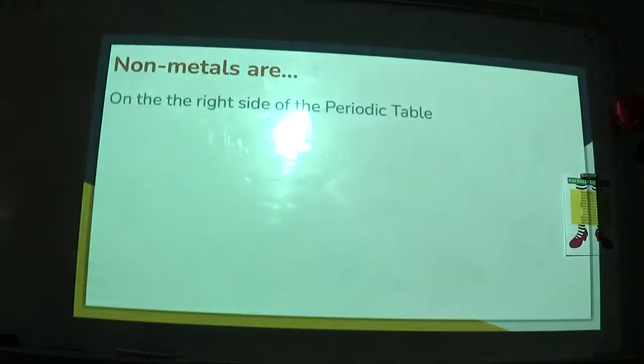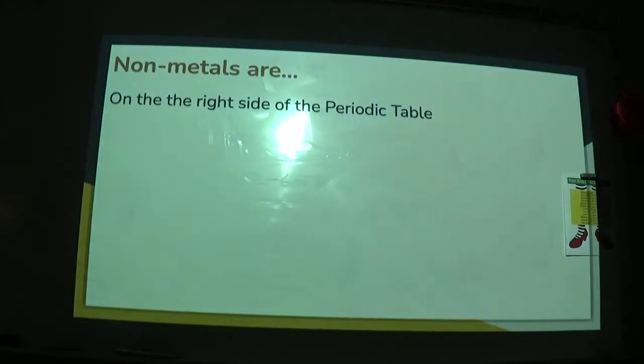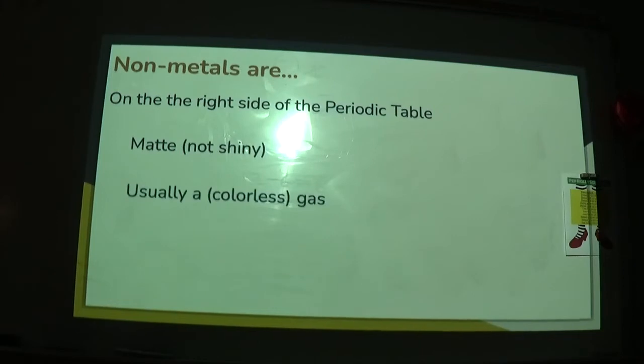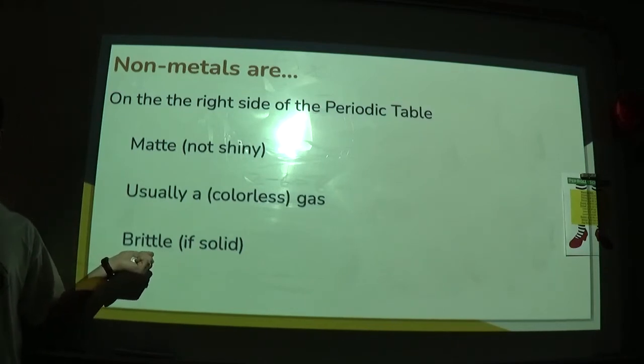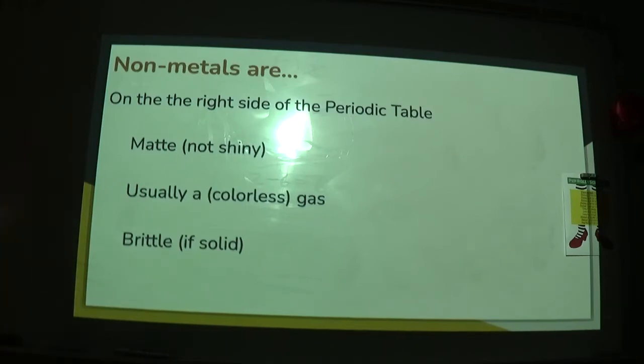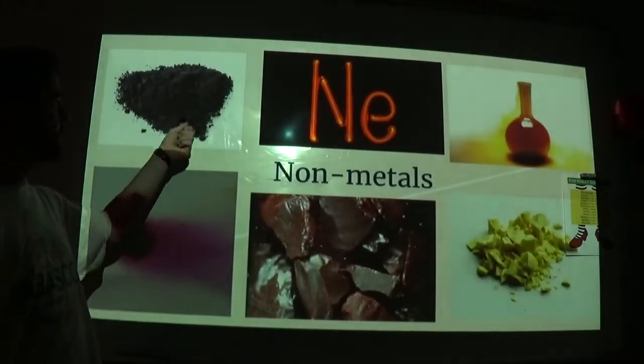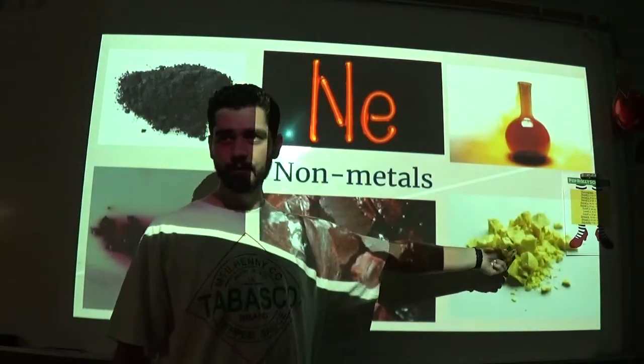Non-metals are on the right side of the periodic table. Basically all of their physical properties are the opposite of metals. So they are not shiny, right? I call it matte. You could also say dull. Typically a colorless gas, not malleable. The word for not malleable is brittle. So if it's a solid, and you go back here, it's crumbly. If you apply enough force to it, it breaks.